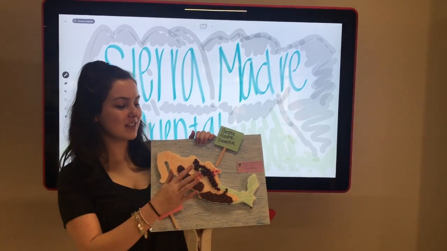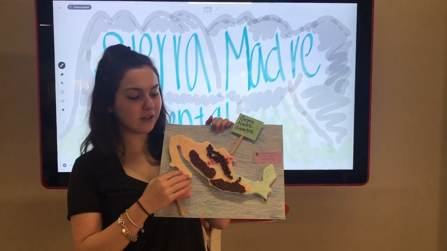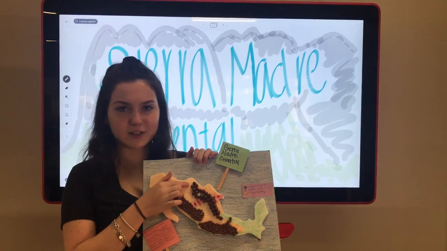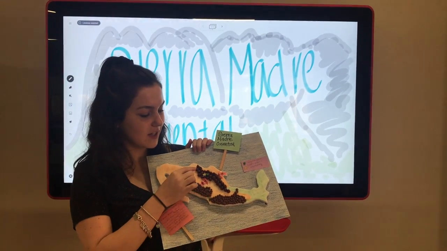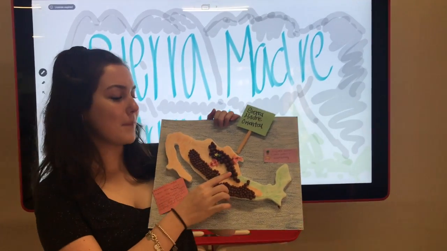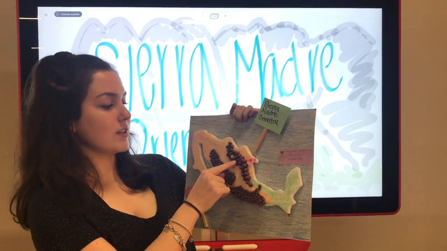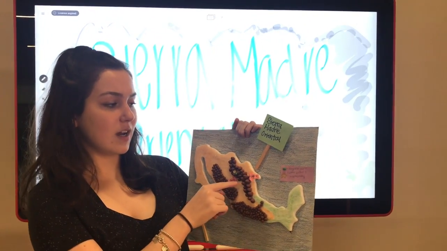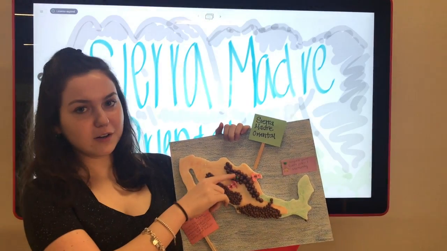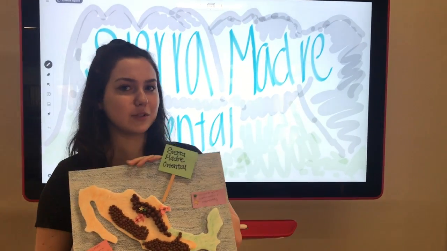Okay, so this is the Sierra Madre Oriental. As you can see, this is the map of Mexico. And we have here shown the three Sierra Madres, but the one that stands out the most is the Sierra Madre Oriental. And as you can see, it goes all alongside the east of Mexico. Here is where the highest point of the Sierra Madre Oriental is, which is the Cerro Potosí. And where we live in Monterrey is actually right here. So as you can see, we're in the middle of the Sierra Madre Oriental mountain range.